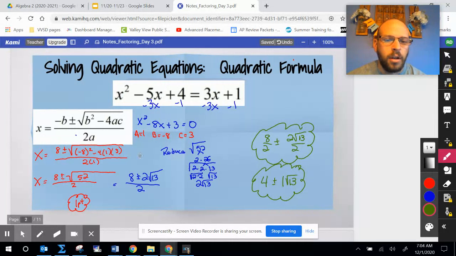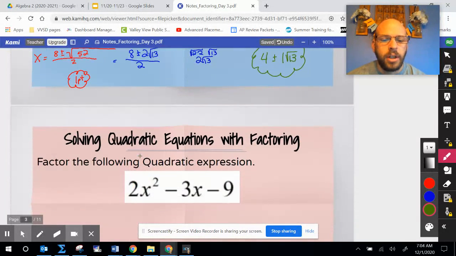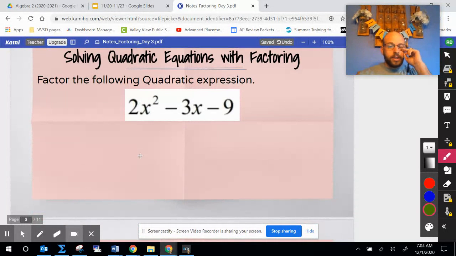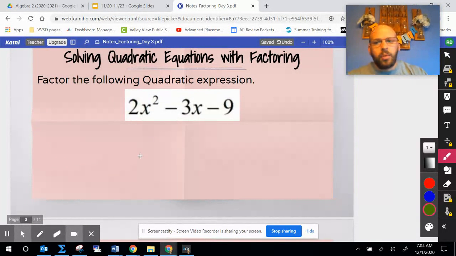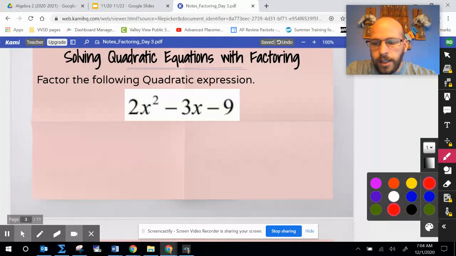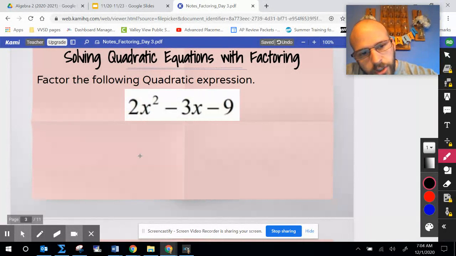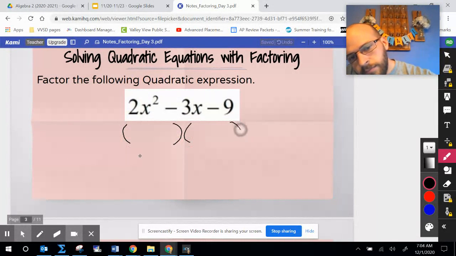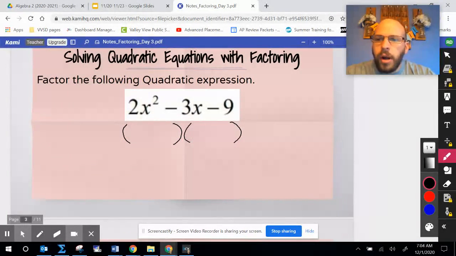Okay. All right, so on to factoring. So what I have here is I have a quadratic, and we want to break this down into our 2 groups. Okay. So what I want to do is break this down into a product of 2 binomials. All right.